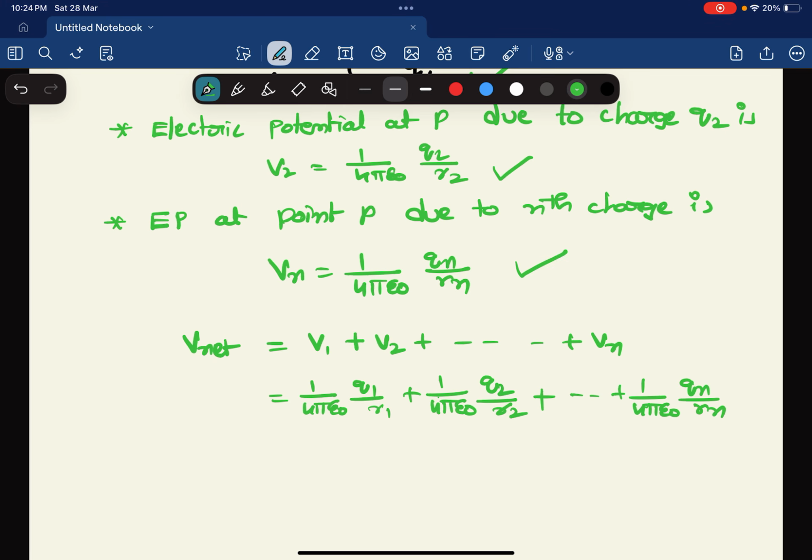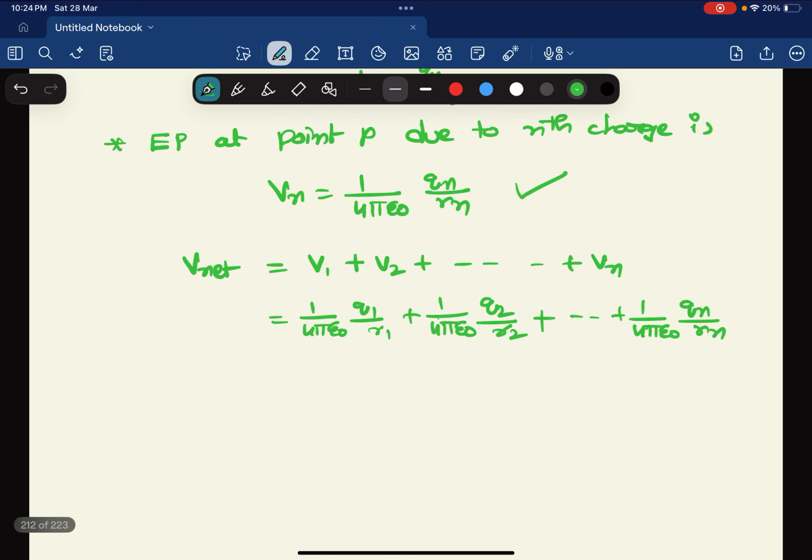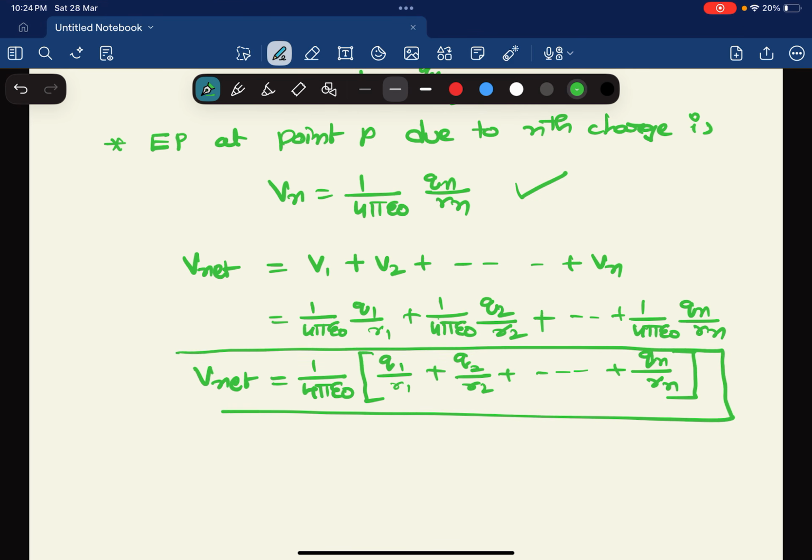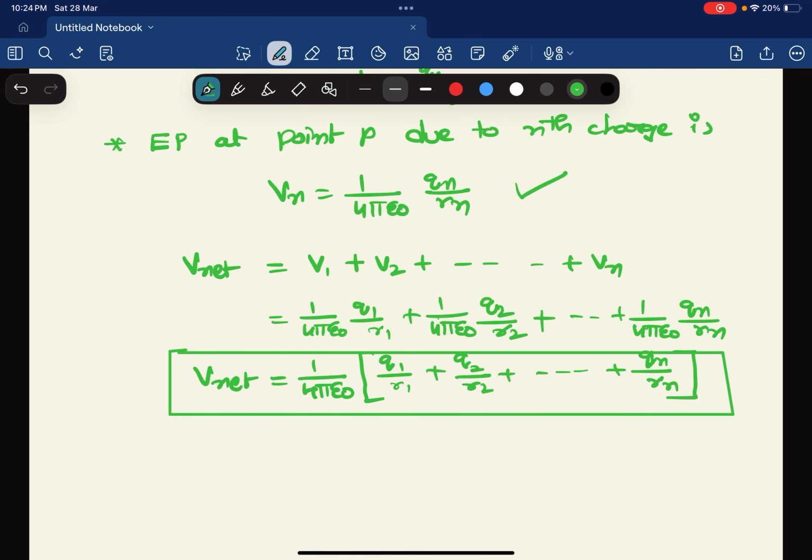Look at this equation carefully. 1 by 4 pi epsilon naught is the common term, so take it out separately. Therefore, 1 by 4 pi epsilon naught into q1 by r1 plus q2 by r2 plus and so on, qn by rn. So this is the net potential at point P.